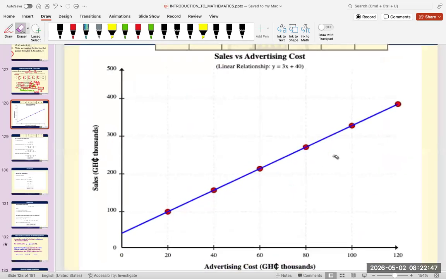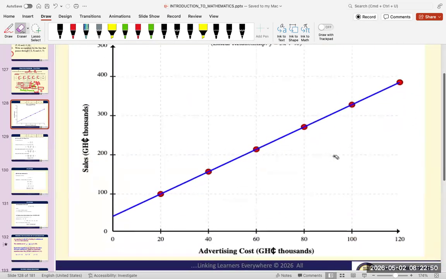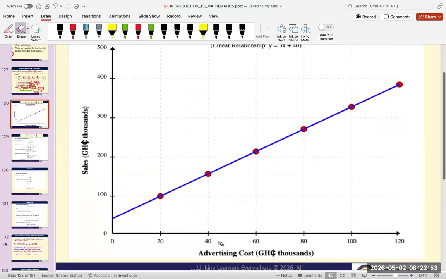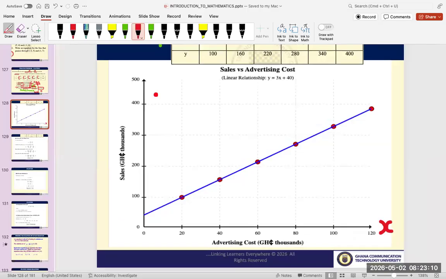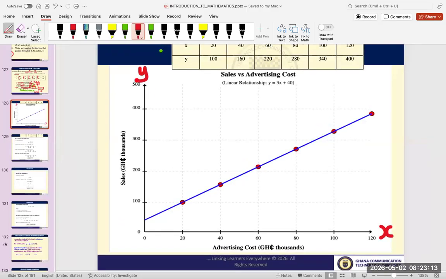So let's start the plotting. I'm back here. So we have labeled our axis. The x-axis is called advertising cost. So you write it there. So this is the x-axis. And then the y-axis is called sales. So that one also you write it there. And so this is your y-axis. Then the title of your graph is sales versus advertising cost. That's what we are doing. We are plotting the sales against the advertising cost.